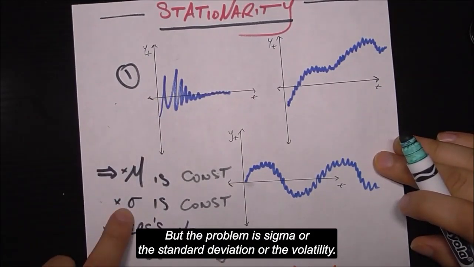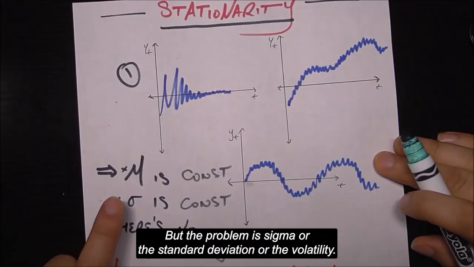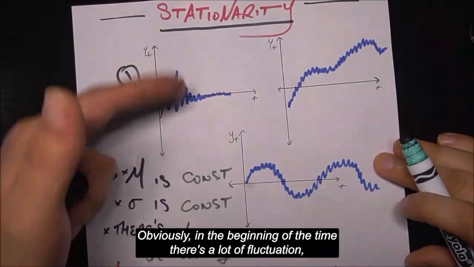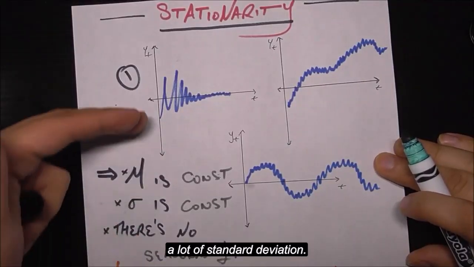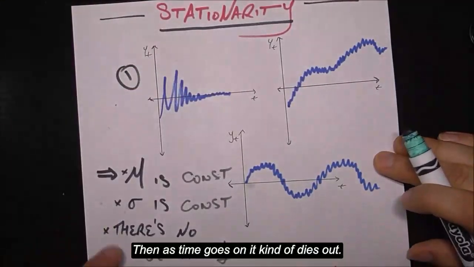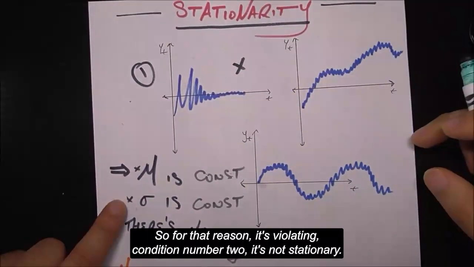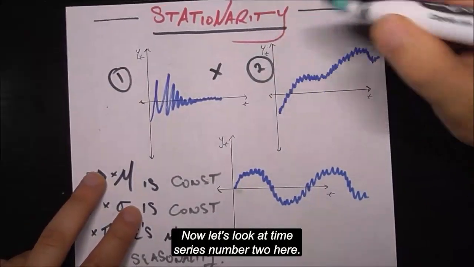But the problem is sigma, or the standard deviation, or the volatility, whatever you want to call it, is not constant. Obviously, in the beginning, there's a lot of fluctuation, a lot of standard deviation. Then as time goes on, it kind of dies out. So for that reason, it's violating condition number 2. It's not stationary. Now let's look at time series number 2 here.